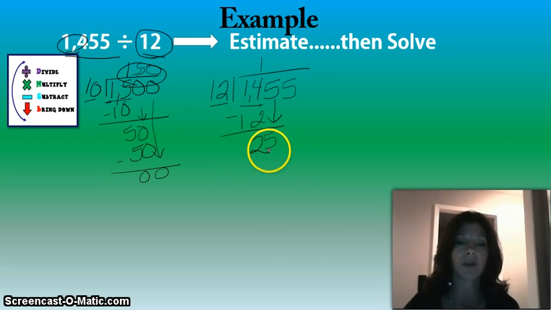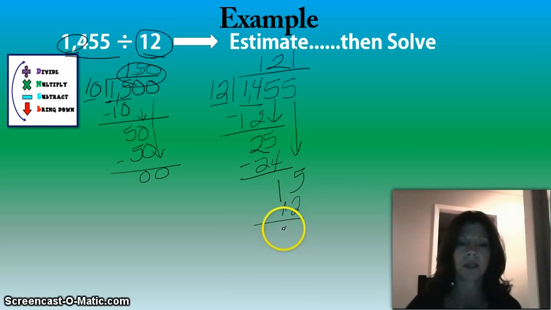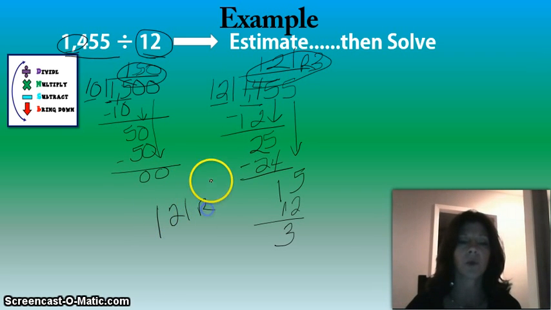12 can divide into 25 2 times. The 2 is going to go above the 5 because that's the number that we brought down. Multiply. 12 times 2 is 24. We're going to subtract 24. We'll get a 1. Next step is to bring down. How many times can 12 divide into 15? 12 can go into 15 one time. 12 times 1 is 12. We'll subtract that from the 15, and we have 3 left over. There's nothing left to bring down, so we have a remainder of 3. So our actual answer is 121, remainder 3.